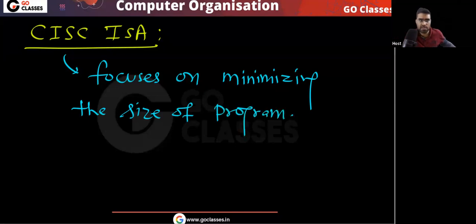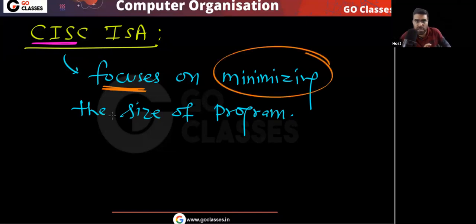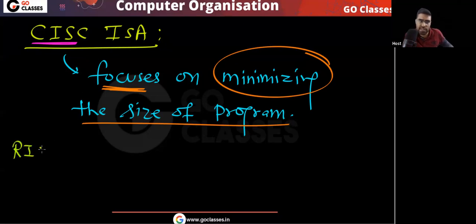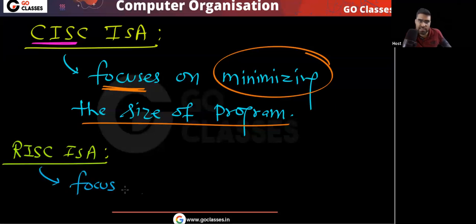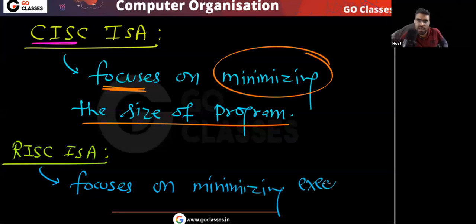Is this clear? If someone asks you what the idea of CISC is, what will you say? You will say this CISC architecture focuses on minimizing the size of the program. And what is the RISC architecture? This RISC architecture focuses on minimizing the execution time. Is this clear?